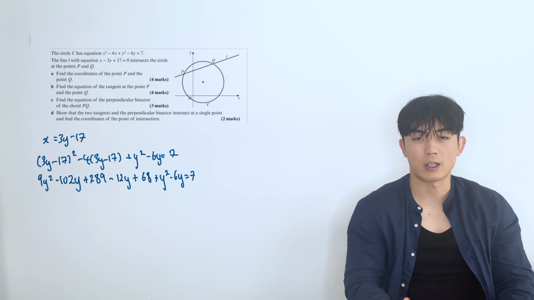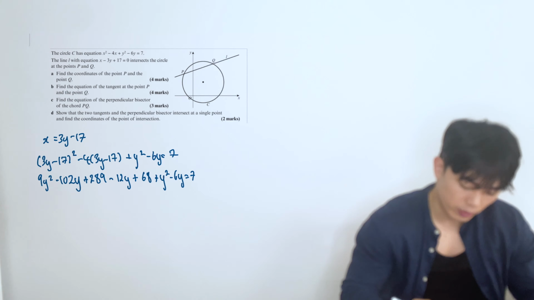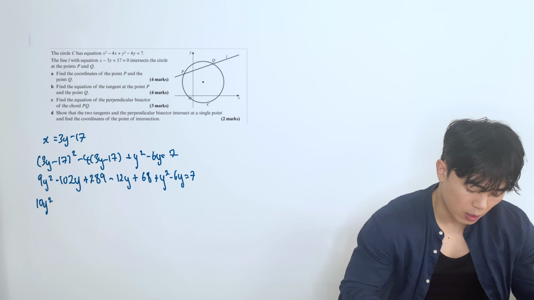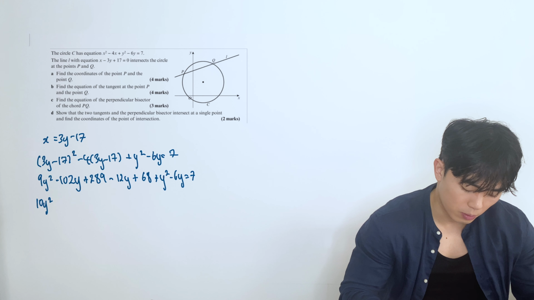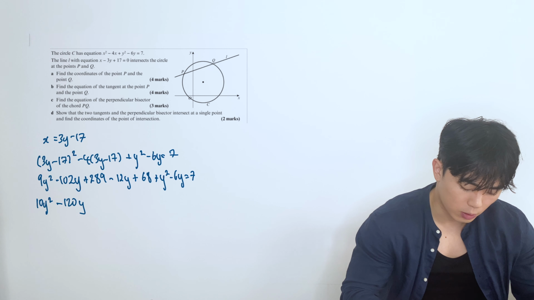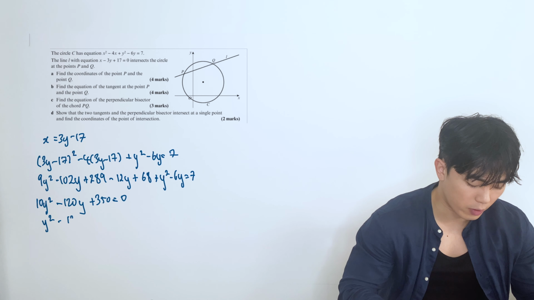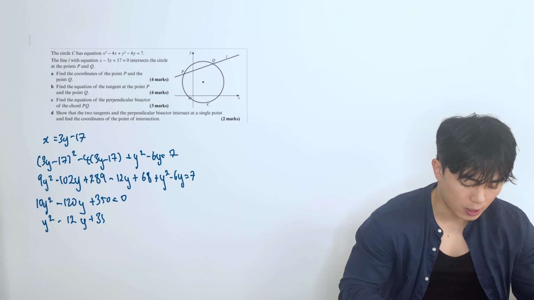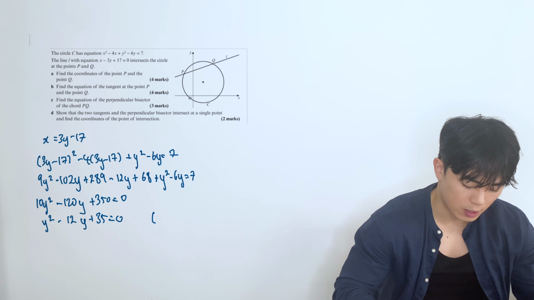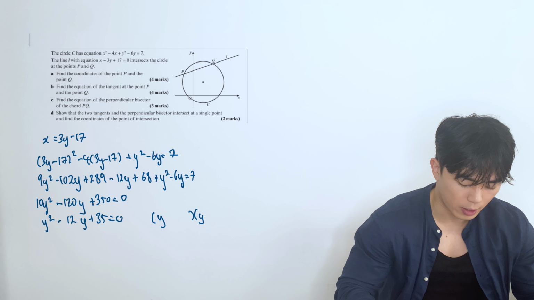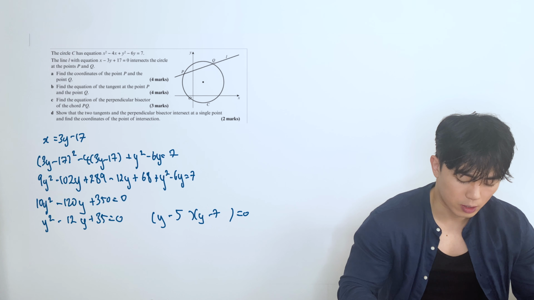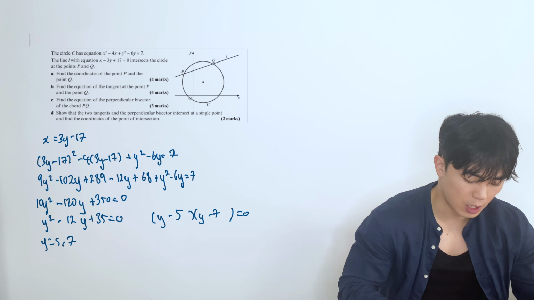Now I'm going to simplify even further. So we'll have 10y squared, minus 120y, and then we'll have 128 plus 350 is equal to 0. And now it's just a matter of finding y. So dividing everything by 12, and then now I can factorize it. So we'll get y minus 5, y minus 7 is equal to 0. So the y values are 5 and 7.